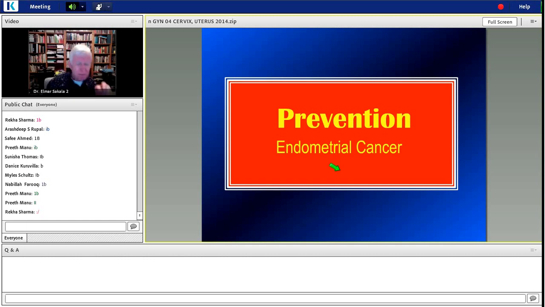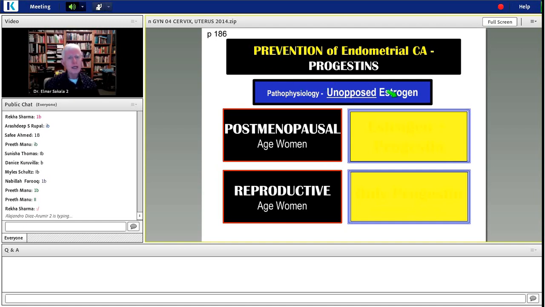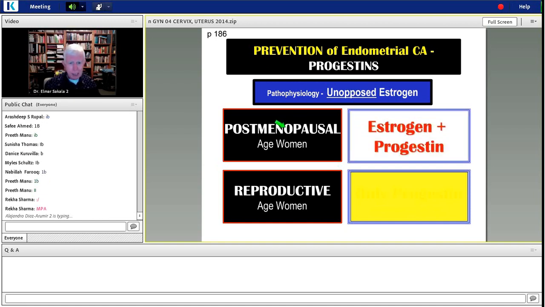Prevention. If the etiology, the pathophysiology of endometrial cancer is unopposed estrogen, then our prevention would move toward avoiding unopposed estrogen. So we need to bring some progesterone on. If it's a postmenopausal woman, anytime we give estrogen, and we're going to talk about that probably on Thursday, we always need to give progestin as well, because this will offset the stimulation of the estrogen.